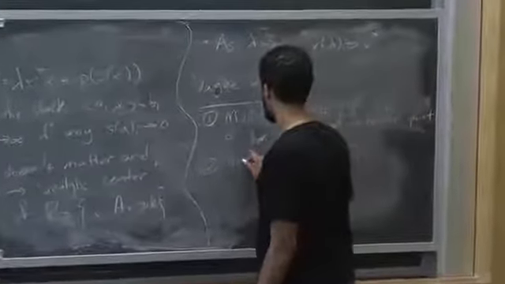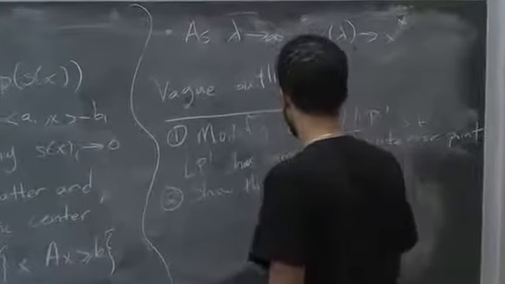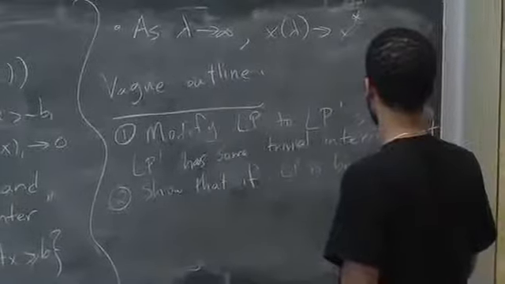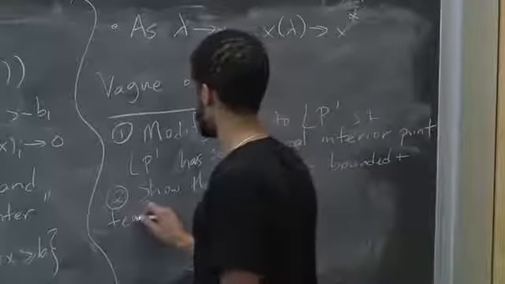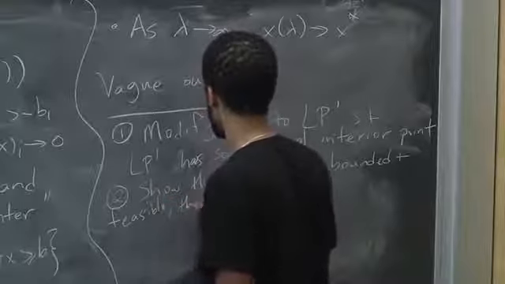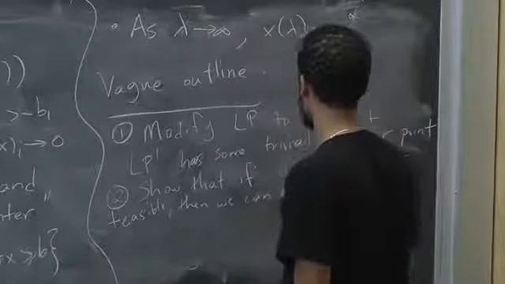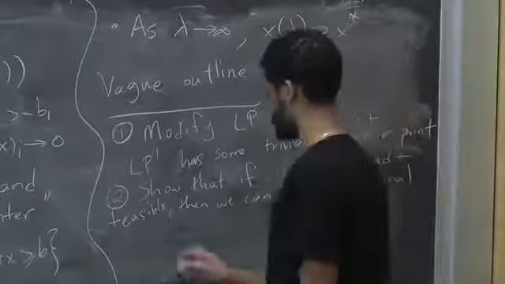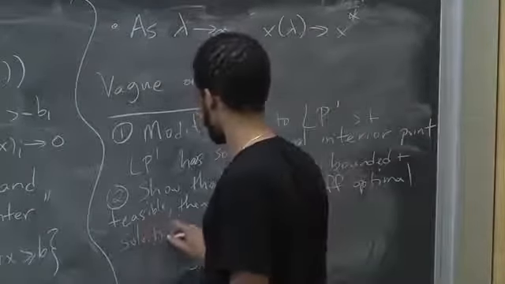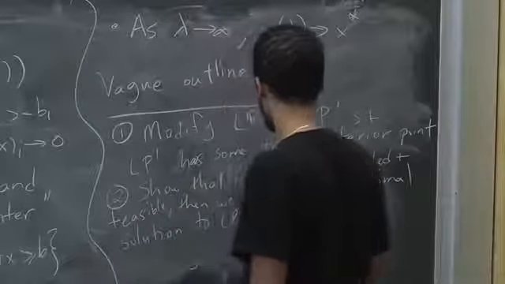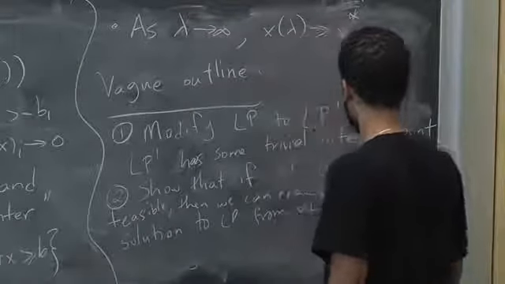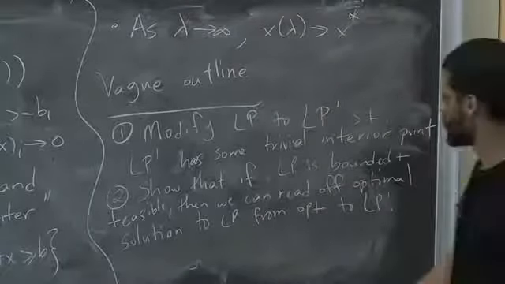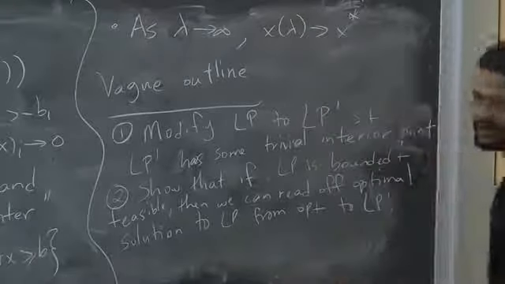Okay. Show that if the LP is bounded and feasible, then we can read off basically the optimal solution to LP from the optimal solution to LP prime. Okay, so now we have this LP prime that we're trying to minimize instead.